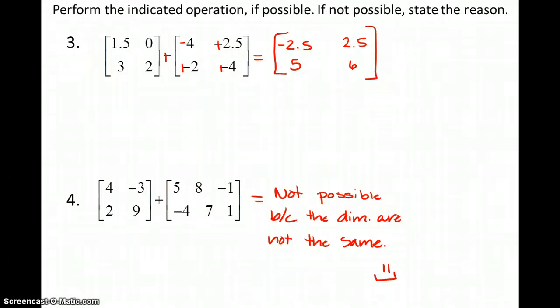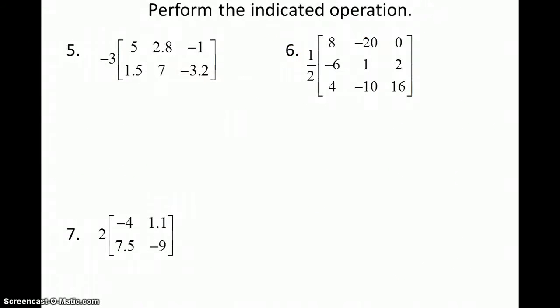Next, let's go to example number 5. Perform the indicated operation. This is called scalar multiplication. If you remember the distributive property, you'll be applying the same method to this operation. You'll multiply -3 times every term that's in the matrix. Negative 3 times 5 gives us negative 15. Negative 3 times 2.8, and you can use your calculator for these, and you'll get negative 8.4.